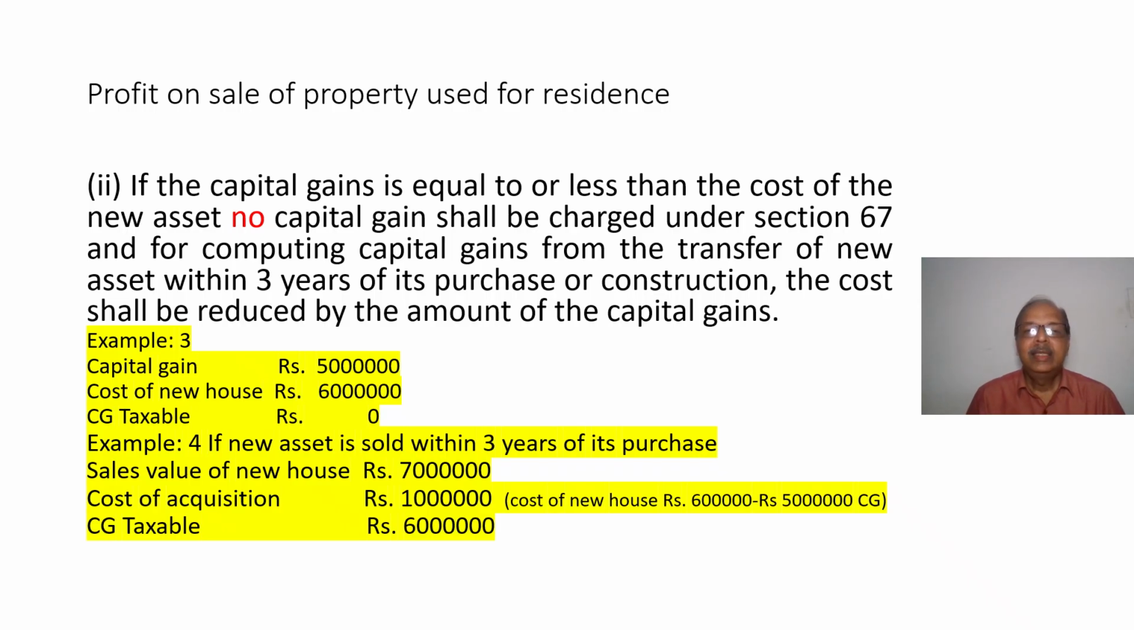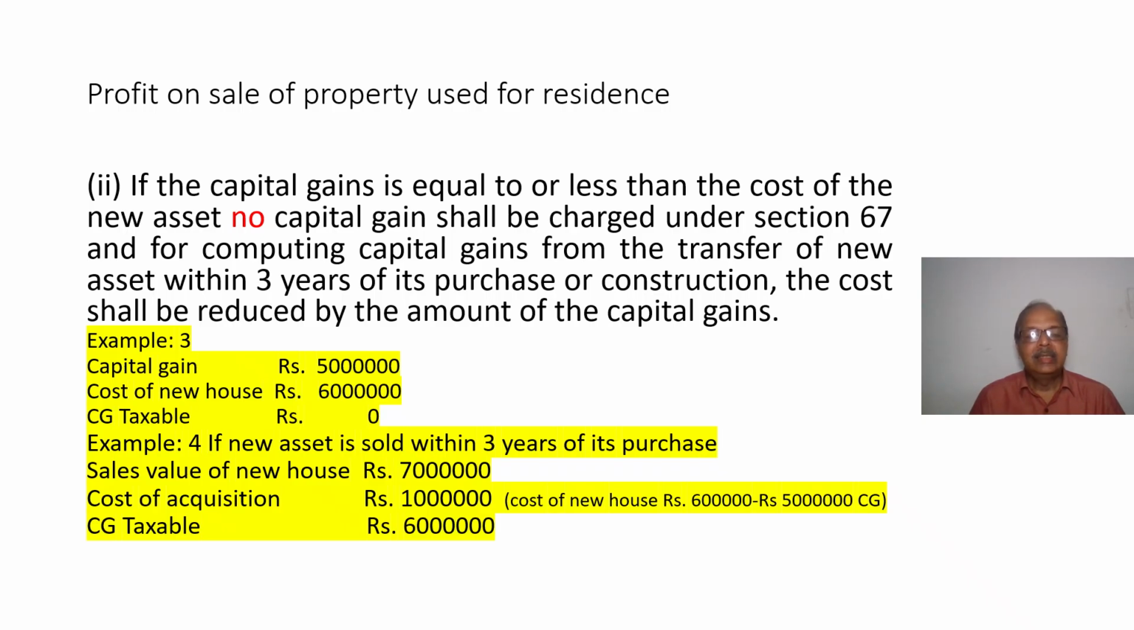And in the second case, if the property purchased using that capital gain is sold within a period of 3 years, the cost shall be reduced by the amount of capital gain, and only the balance shall be allowed for computing the capital gain from the transfer of the new asset. Example 3: if the capital gain is 50 lakhs and the cost of the new house is 60 lakhs, the entire capital gain shall be exempted from income tax, and the taxable capital gain equals 0.